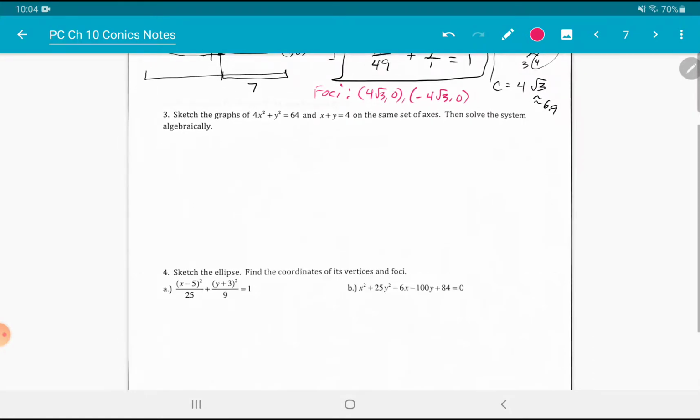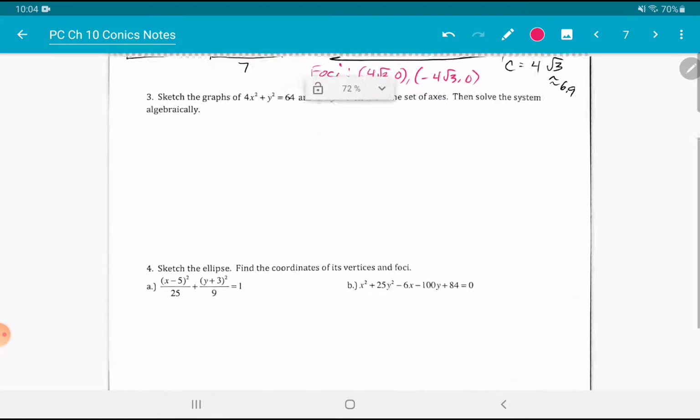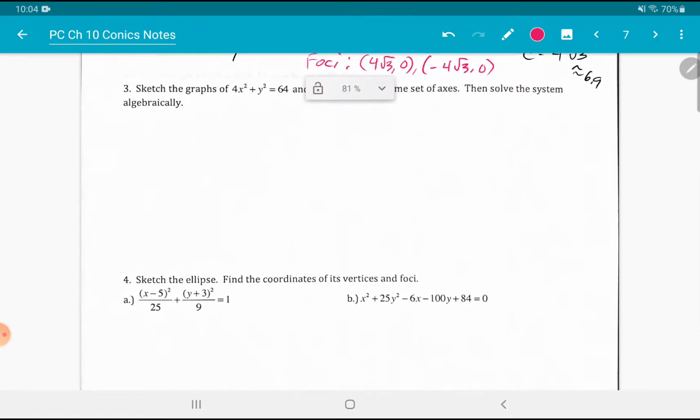Okay. All right, number 3. Sketch the graphs of 4x squared plus y squared equals 64 and x plus y equals 4 on the same set of axes. Then solve the system. Let's go ahead and do that. So when it comes to the equation, let's put our ellipse in green. Actually, we're going to color code our ellipse versus our line. So let's go ahead and graph our ellipse first. So I noticed that because I don't want 64 actually.